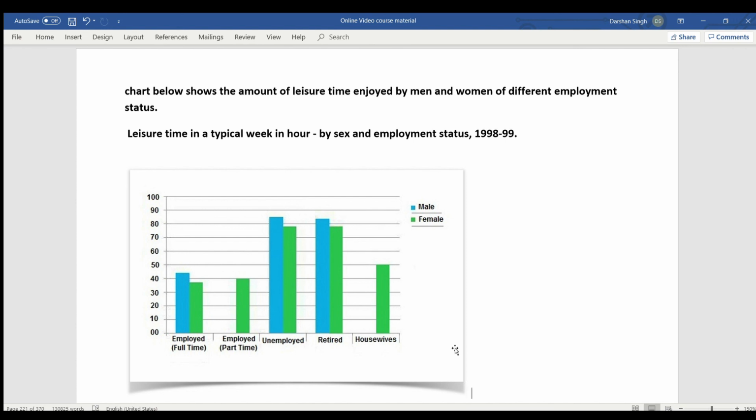So the introduction is the heading, overall is the overall crux of the task 1. In the main para, you are describing most of the categories, and in the ending you are describing the unusual categories. So this is how you write a writing task 1, and this was the example of a bar graph.